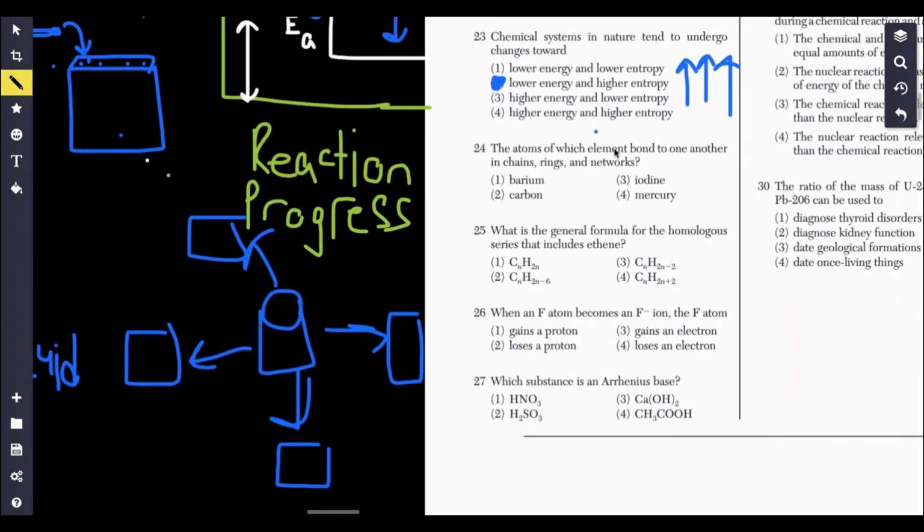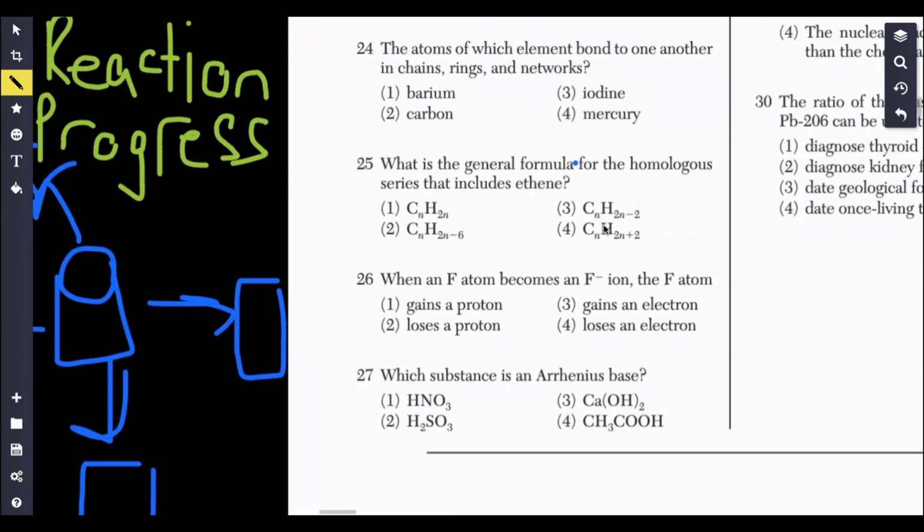So yeah, the atoms of which element bonds to each other in chains, rings, and networks.